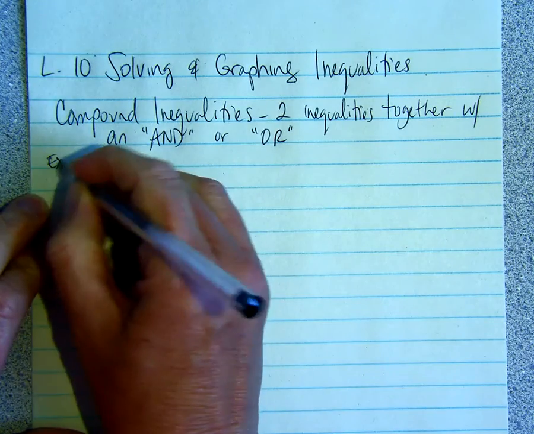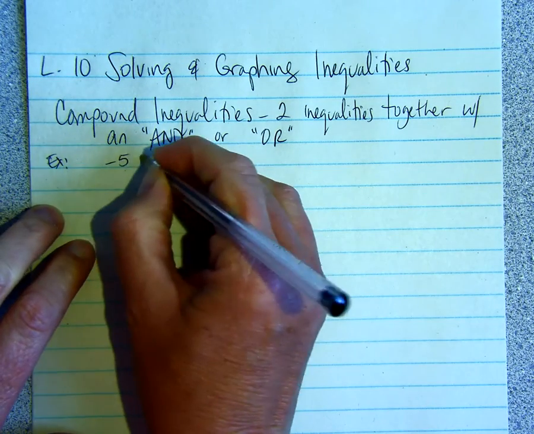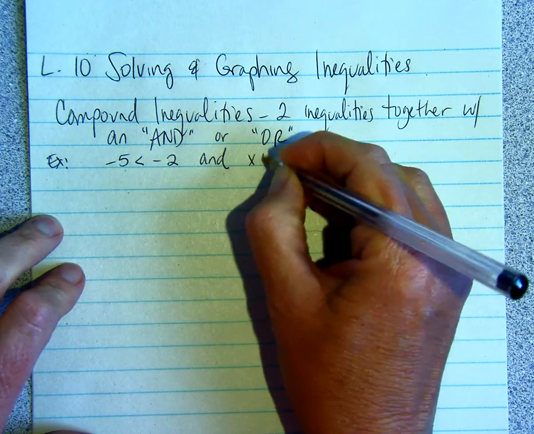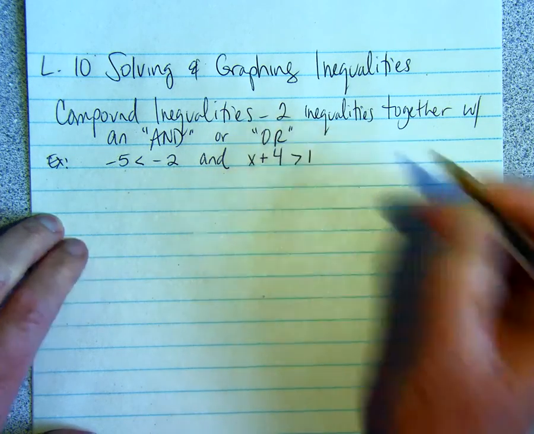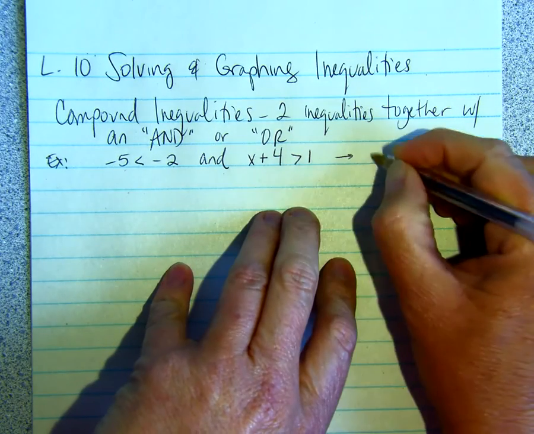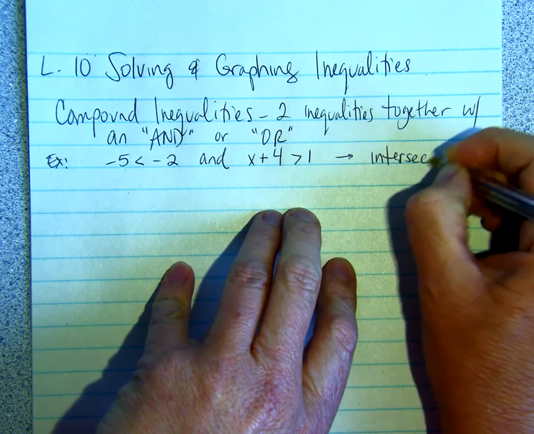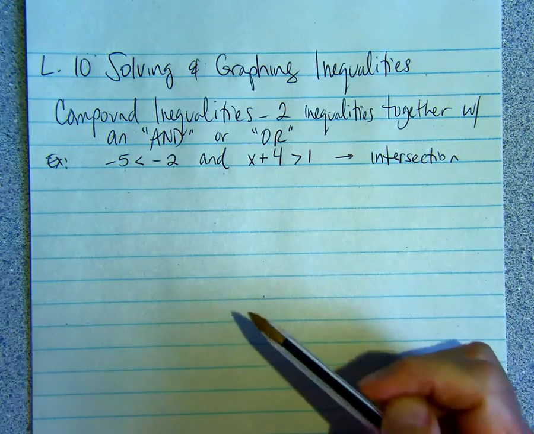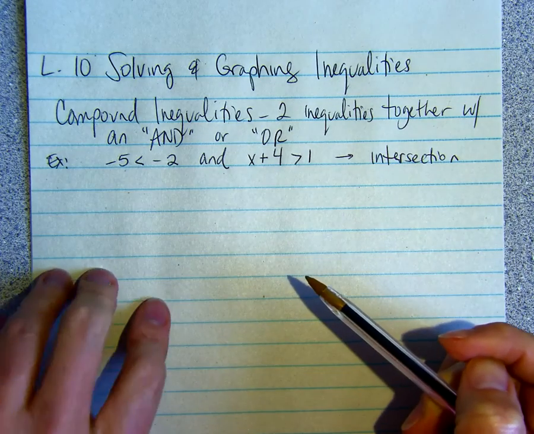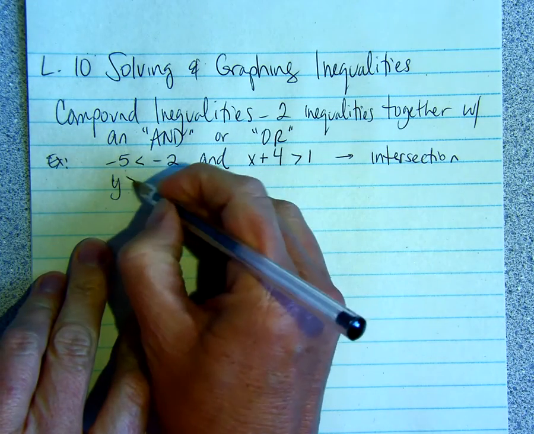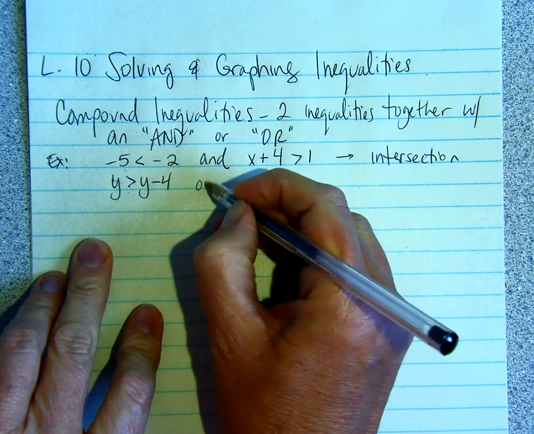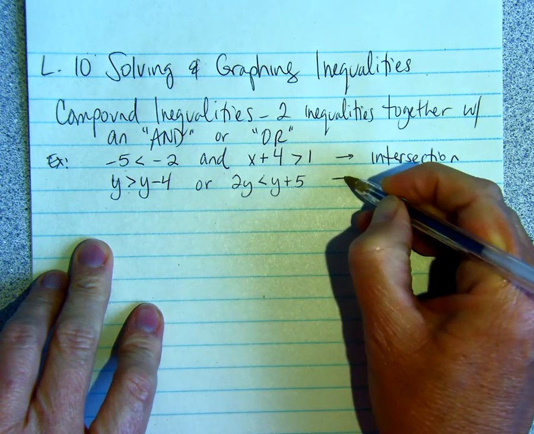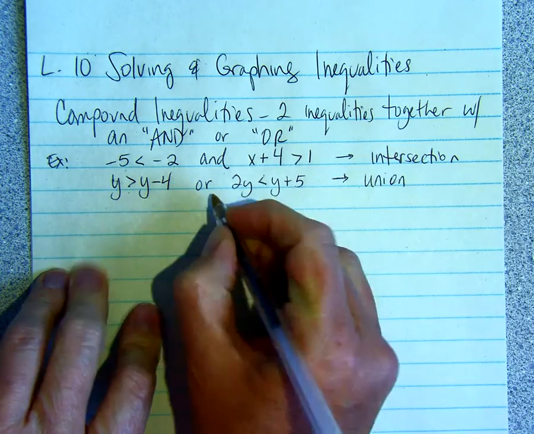So for example, here's some examples. If we had -5 is less than -2 and x plus 4 is greater than 1, this is called an intersection because it has the word "and." If we had y is greater than y minus 4 or 2y is less than y plus 5, that's called a union, just because you have the word "or."